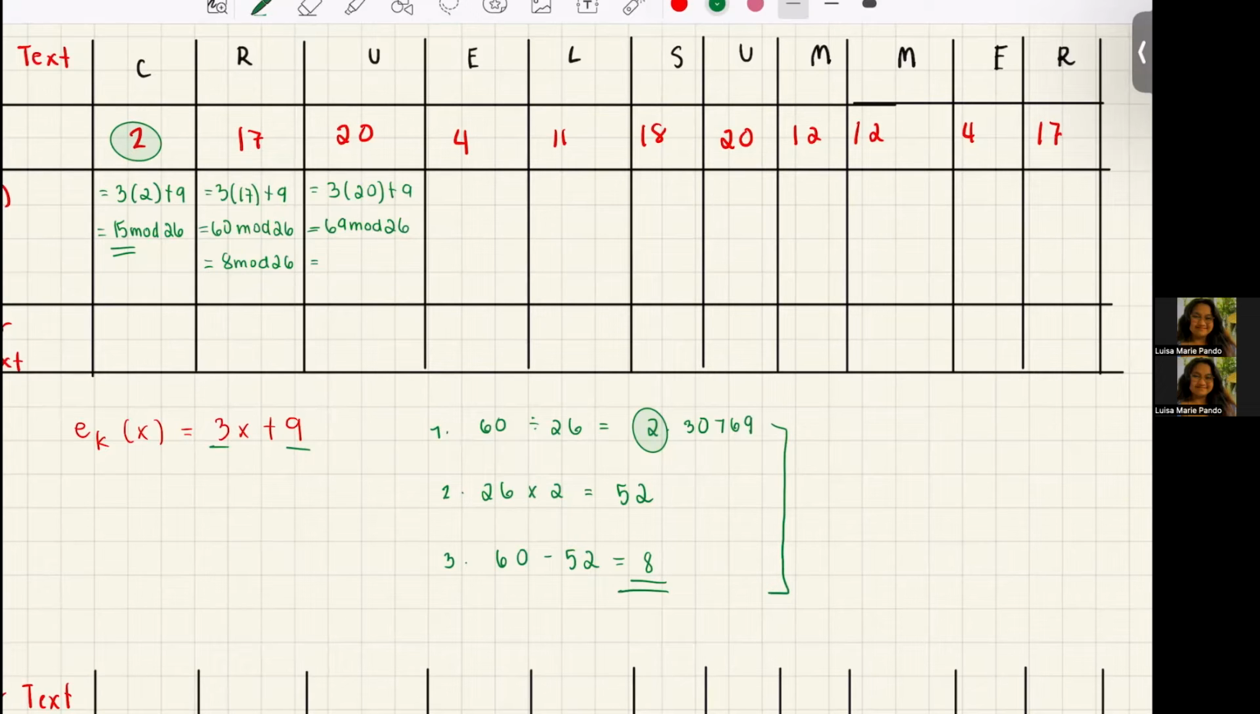So, 69 naman divided by 26, which is also equals to 2. So, 52 pa rin ang ating gagamitin. So, 69 minus 52 is equals to 17. So, ito na yon kasi pasok na siya sa ating modulo 26. So, sunod-sunod lang natin yan.